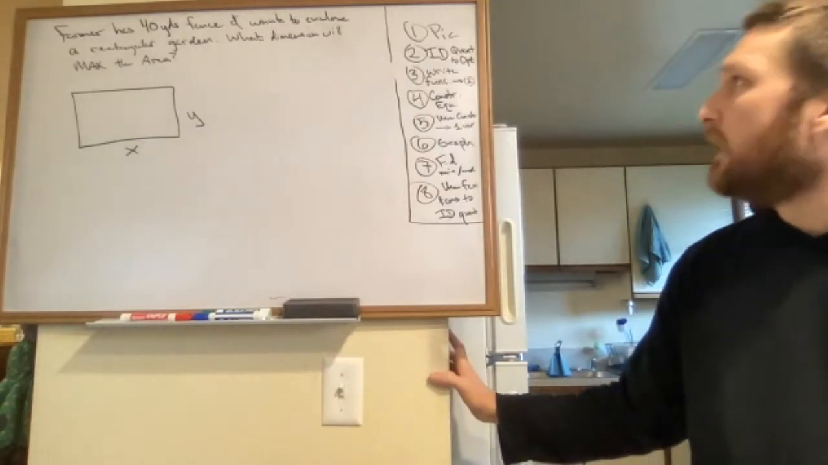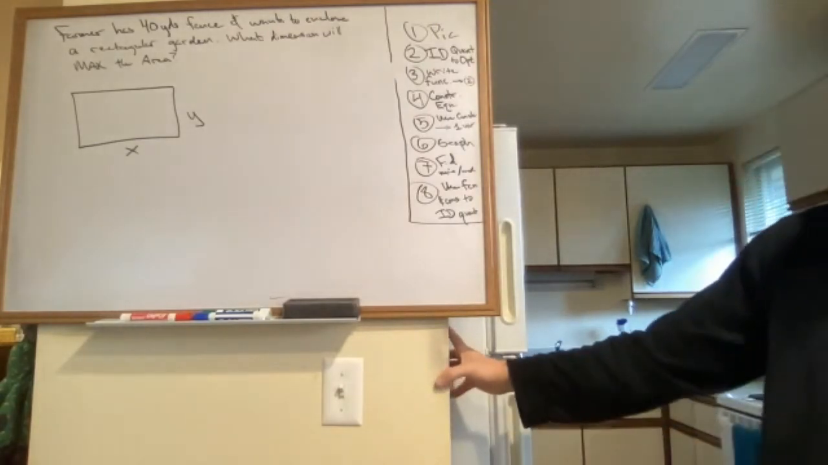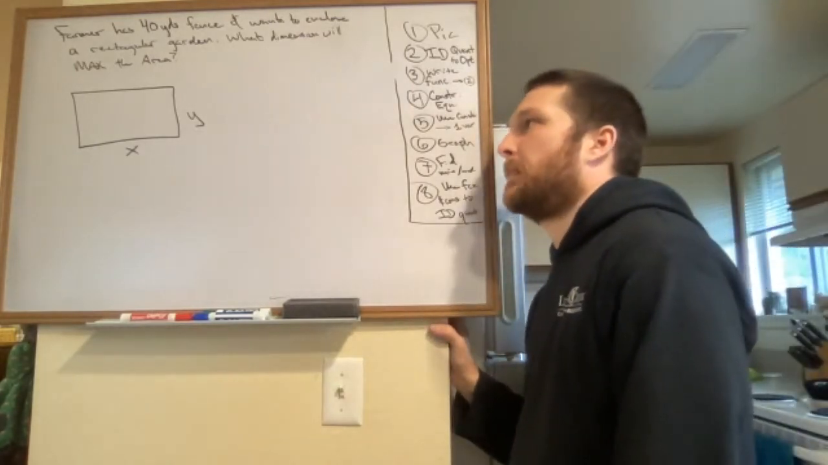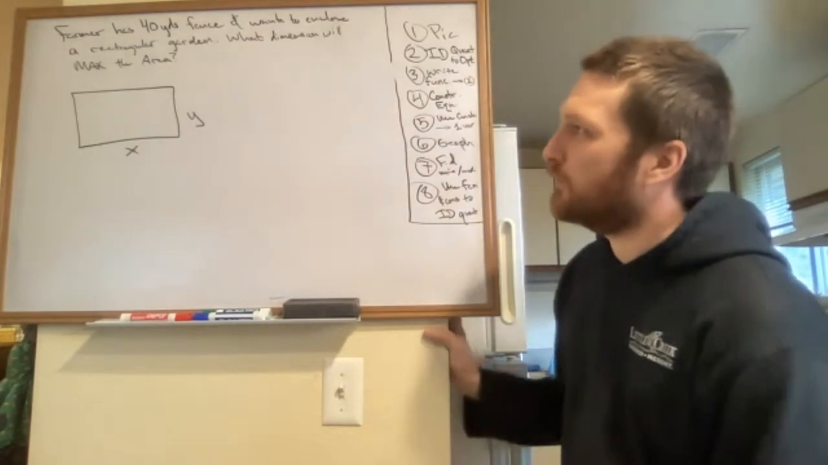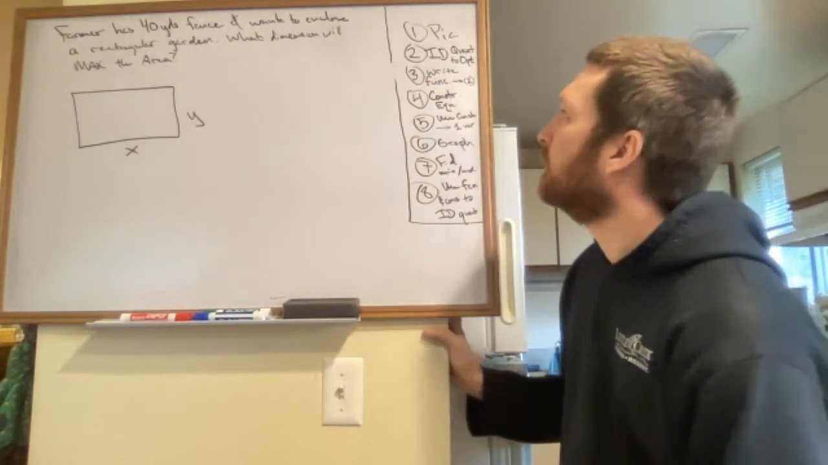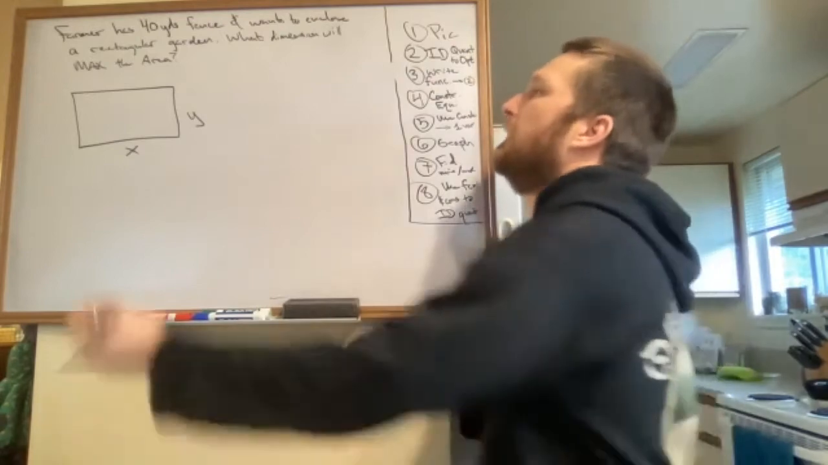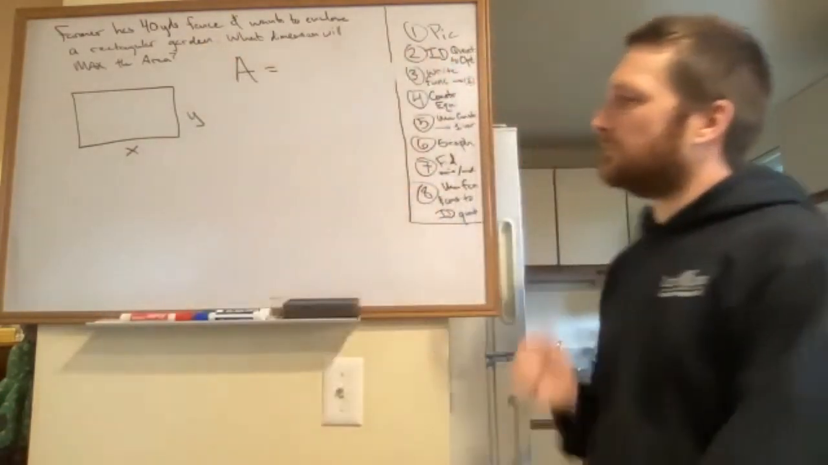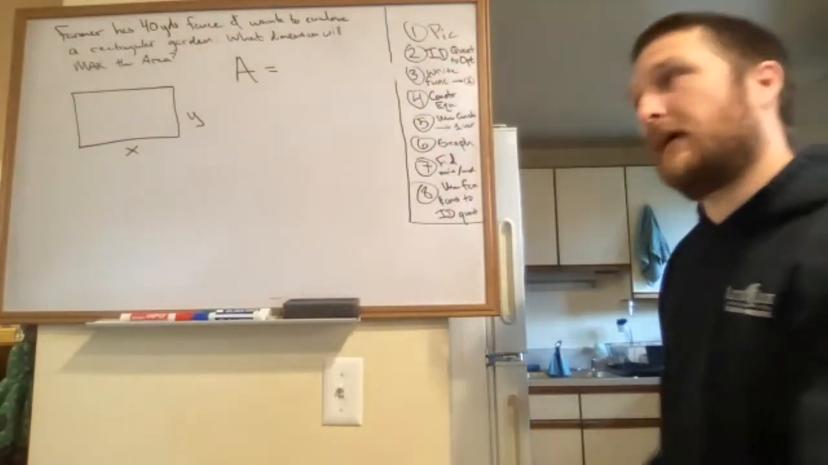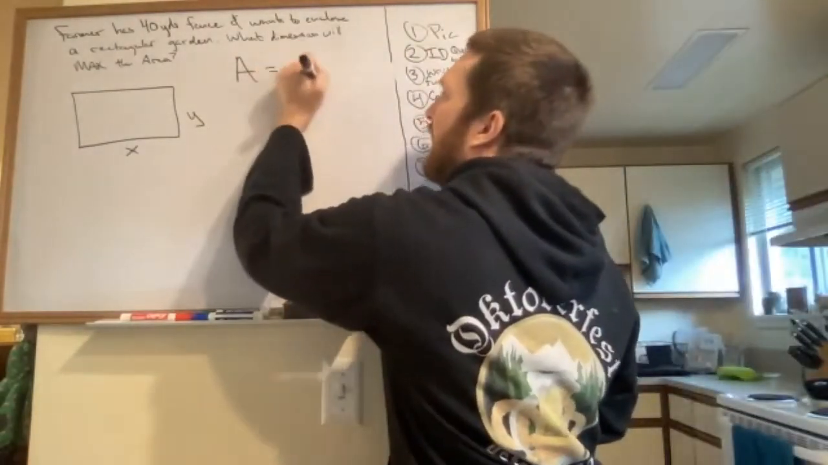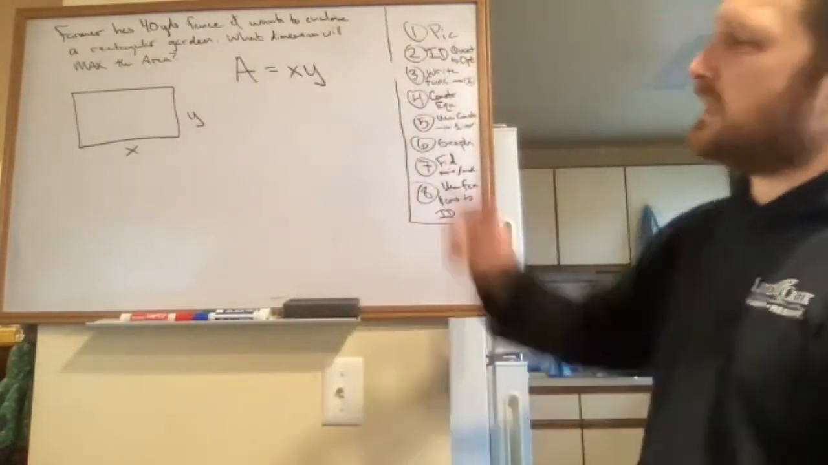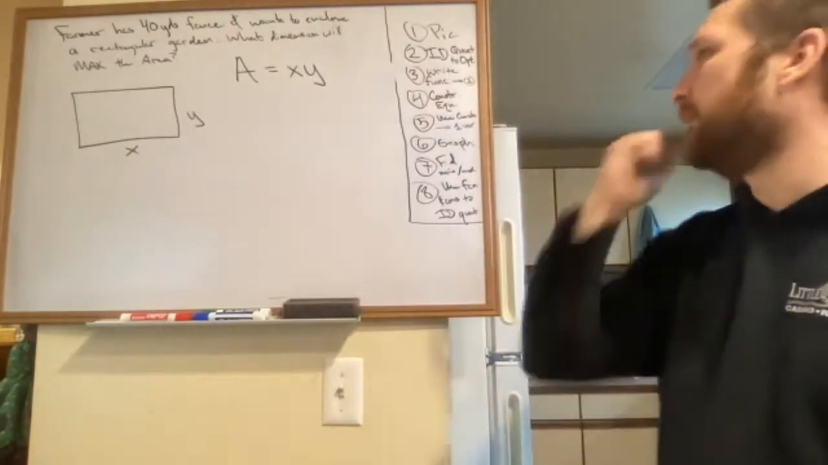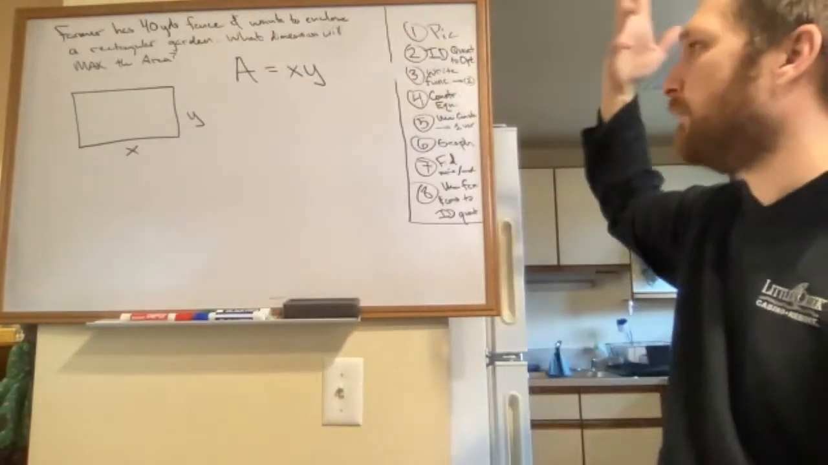Okay. What is the quantity we want to optimize? Area. And do we have a formula for area given what's on the board? XY. So we have a function that takes two variables as an input and gives us area as an output. Okay, it looks like we have part 3 done.